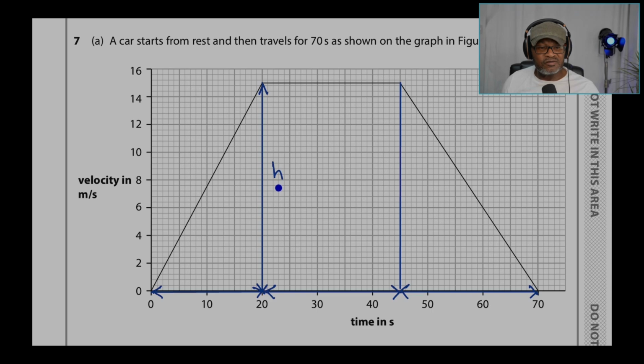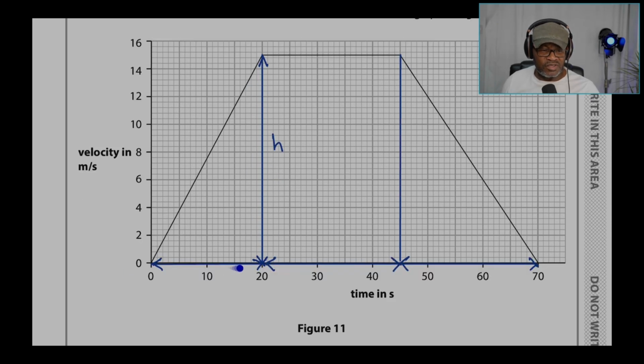That's the h for the height. Same thing here for the height. And this one is the base. That's the base. That's the base. So we're going to call that base 1. That will be base 2, base 3. And the area here will be a half base 1 times the h, and the area here is base 2 times h, and the area here is a half base 3 times h.